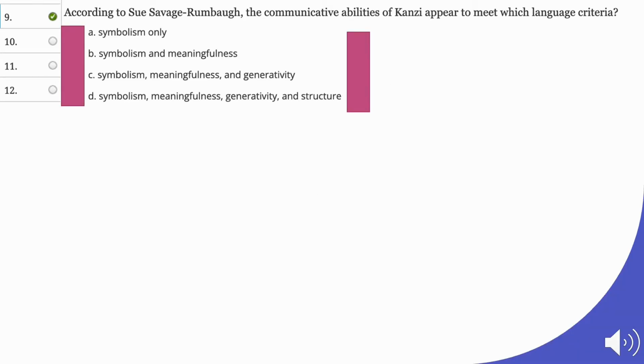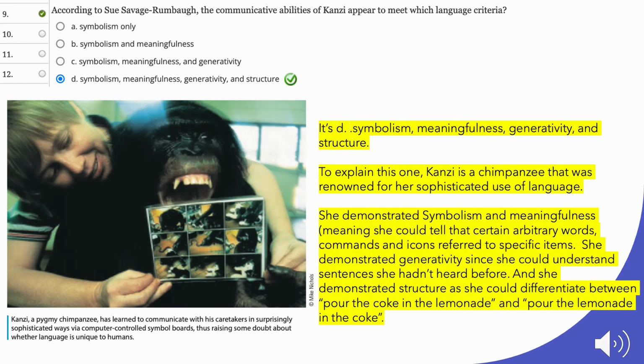Question 9. According to Sue Savage-Rumbaugh, the communicative abilities of Kanzi appear to meet which language criteria? A. Symbolism only. B. Symbolism and meaningfulness. C. Symbolism, meaningfulness, and generativity. D. Symbolism, meaningfulness, generativity, and structure. It's D. Symbolism, meaningfulness, generativity, and structure.